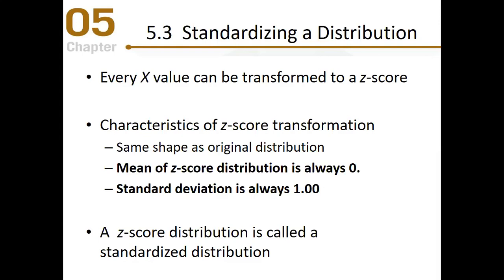A z-score distribution is one example of a standardized distribution. There are other standardized distributions out there. The SAT test has its own standardized distribution. The ACT test has its own standardized distribution. And IQ tests have their own standardized distributions with a mean of 100 and a standard deviation of 15. Any score can be converted into a standardized score, and all scores can be converted to create a standardized distribution.